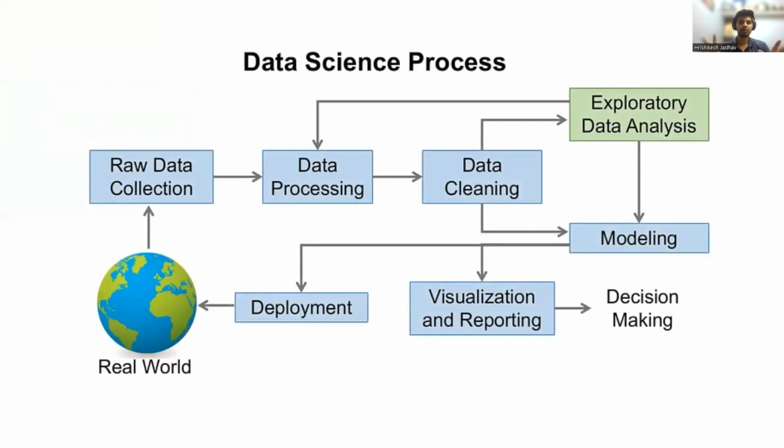The next is how the data science process works for model creation. We first collect raw data, then process that data, clean that data, and we apply exploratory data analysis on that data, which cleans any null values or missing values and completely replaces them or clears them. Then we perform modeling, and then it goes for visualization, reporting, and then deployment. If there is any problem in exploratory data analysis, we have to again process the data, clean the data, and repeat the process.